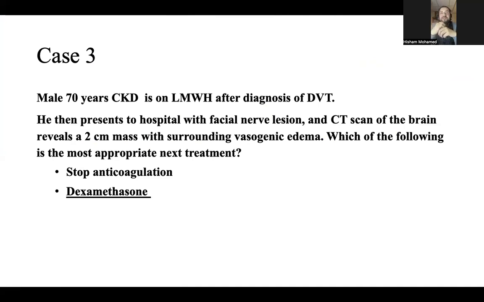So for our patient here, brain cancer, as I said, is a high risk for DVT. Also pancreas and stomach, highly risk. So the patient got DVT, and we started low molecular weight heparin, and finally we find mets, or vasogenic edema, because the patient came with a facial nerve lesion. So what's your next treatment?